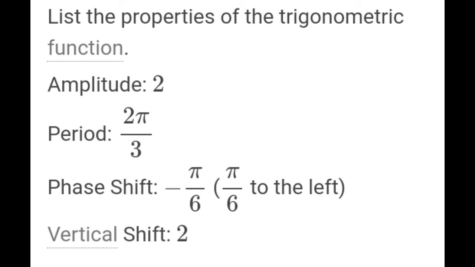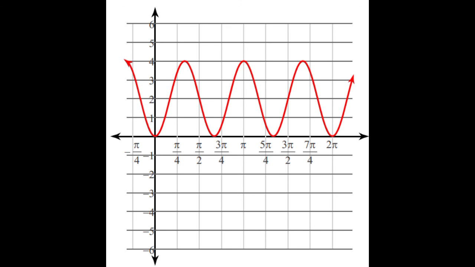Here's the list of the properties of the trigonometric function. Amplitude 2, period 2 pi over 3. Phase shift is negative pi over 6 to the left, and the vertical shift is up 2. The minimum value is 0 and the maximum value is 4. And lastly, this is the graph of the problem, y is equal to 2 sine times negative 3 theta minus pi over 2 plus 2.